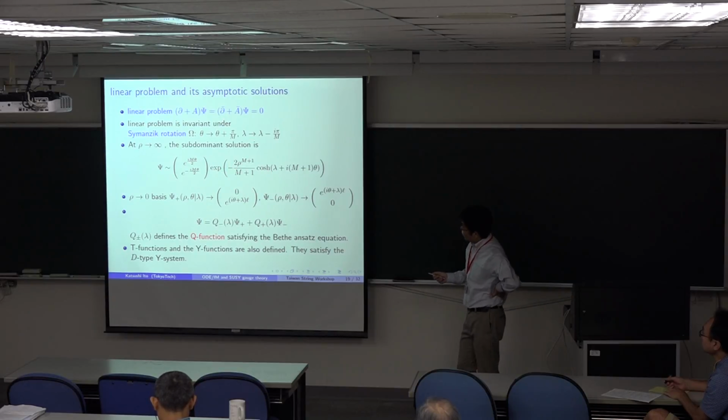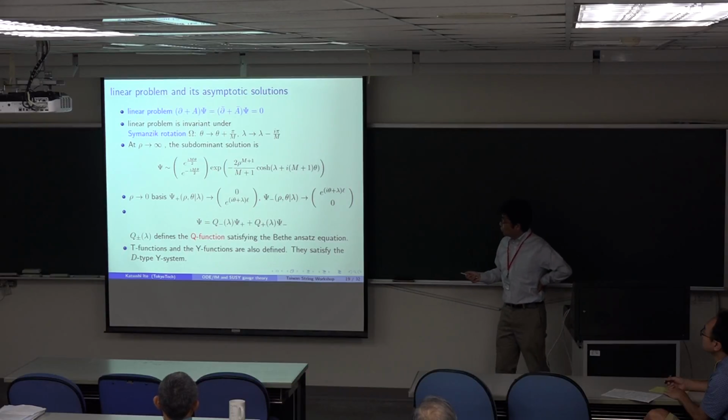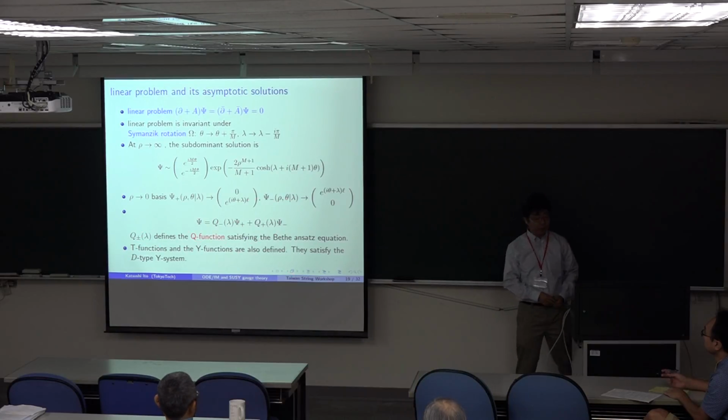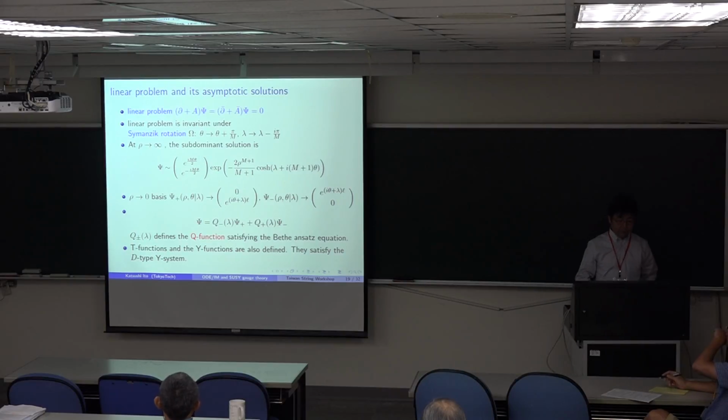Actually, maybe it's not so important in this talk. So there we have some subdominant solutions at infinity and some solution as rho is going to 0. So we have defined the similar Q functions satisfying some Wronskian relation. We can also construct T functions and phi functions which satisfy the Wronskian twice. I did not show that statement.